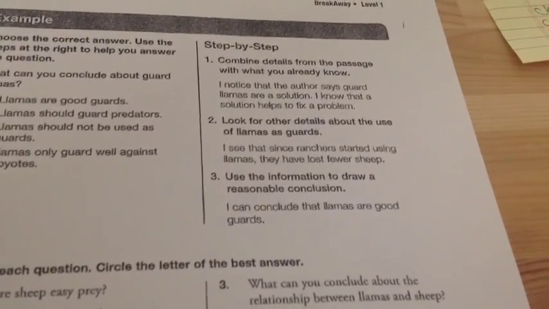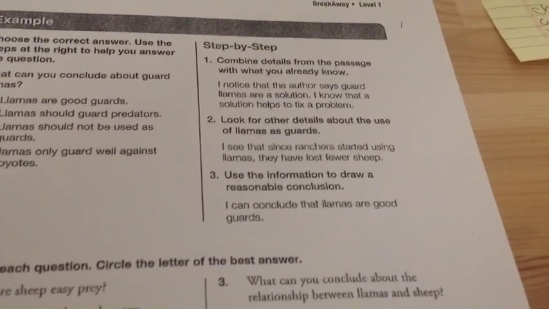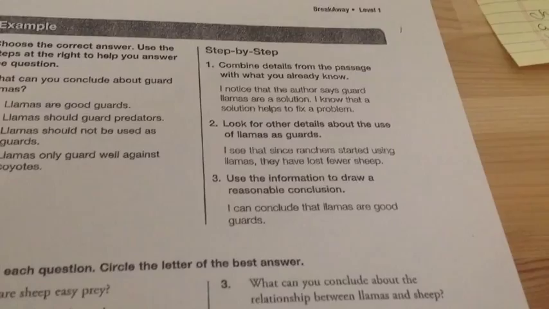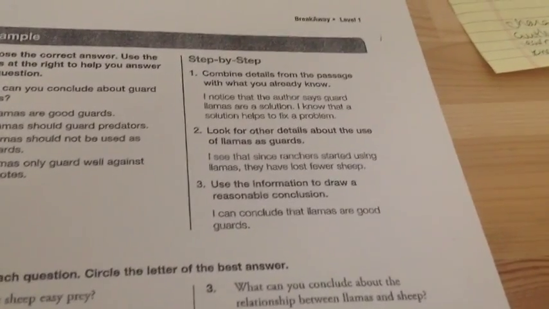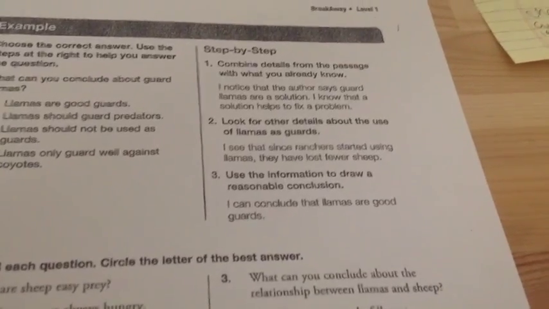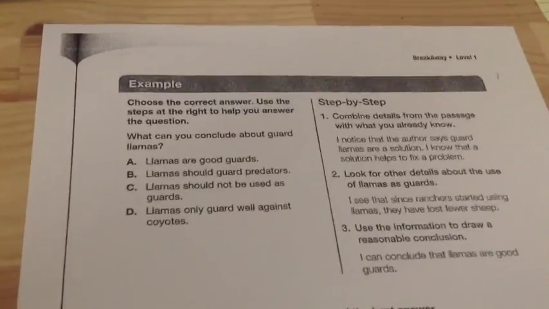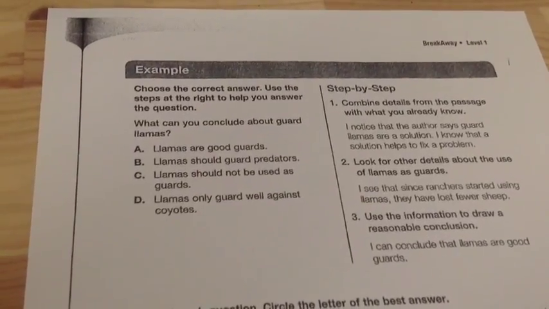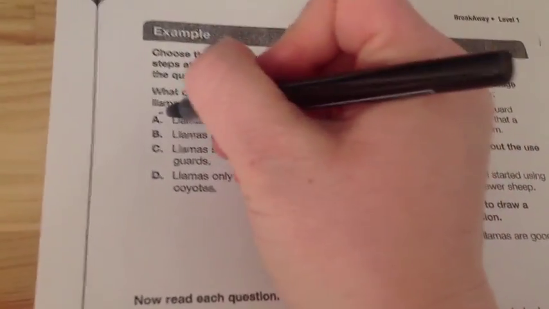Step 2, look for other details about the use of llamas as guards. I see that since ranchers started using llamas, they have lost fewer sheep. 3, use the information to draw a reasonable conclusion. I can conclude that llamas are good guards. So that tells me that our answer is A. Llamas are good guards. Let's go ahead and circle A now.